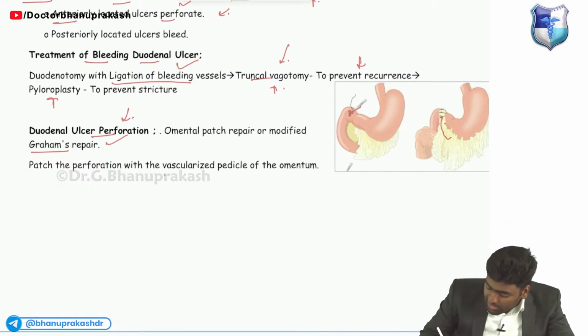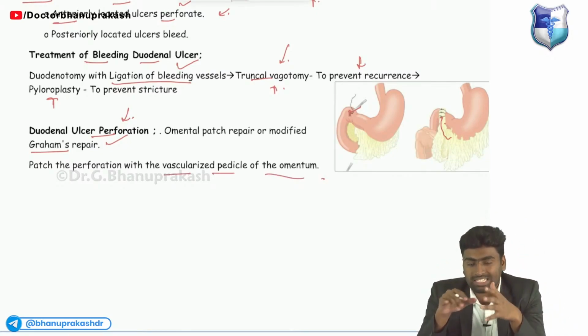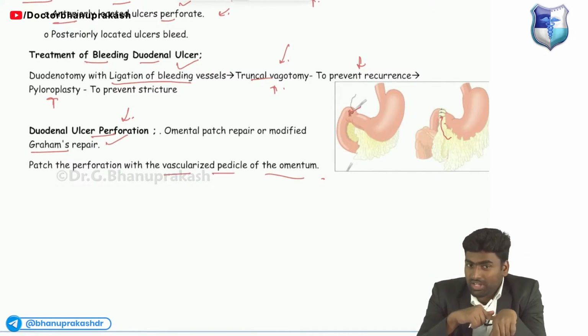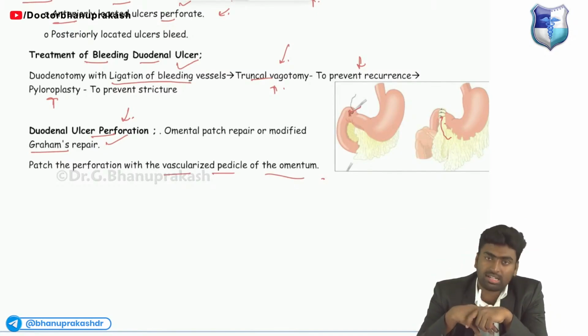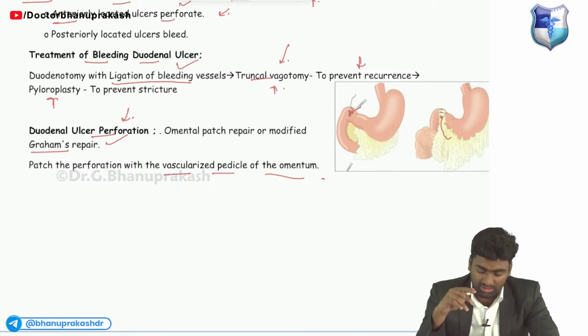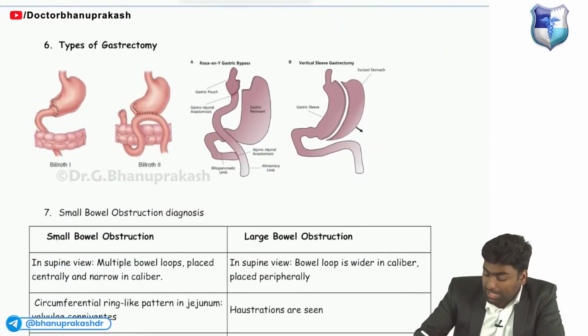And in this we will use a vascularized pedicle of omentum. It should be viable because once it starts healing, the healing needs to be continuous. If this also becomes necrosed, the chances of perforating again are higher. So it should be viable and have its own blood supply. Remember this much. Fine, then we'll move on to this type of gastrectomy.